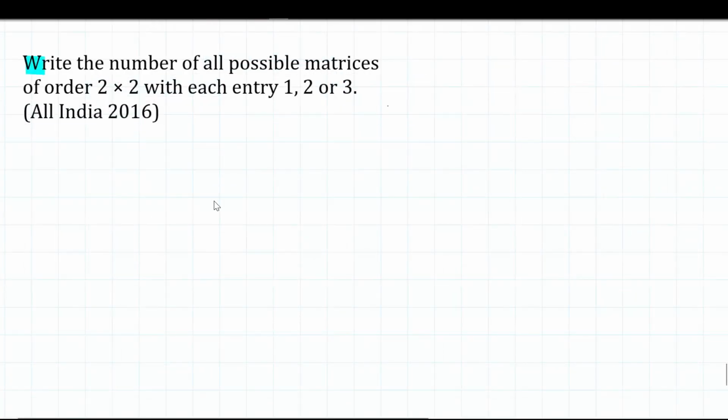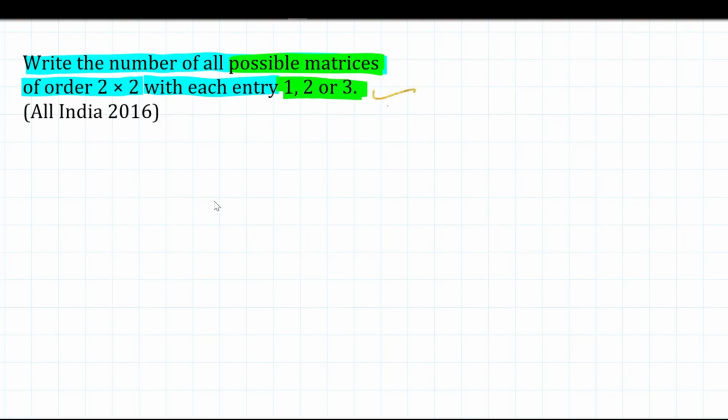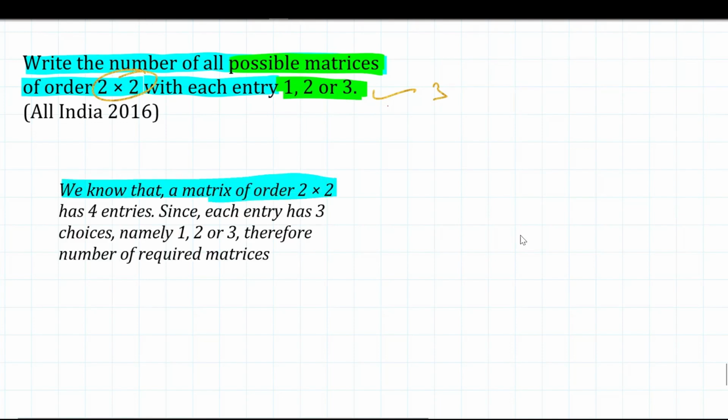So here in this question, we have to write the number of possible matrices we can frame of the order 2 cross 2 with each entry as 1, 2, or 3. So we have these 1, 2, 3, that is, we have 3 choices over here, and the order is 2 by 2. In this case, we'll be using this relation: we have a matrix of order 2 by 2 and it has 4 entries. Since each entry has 3 choices, that is 1, 2, 3, so the required number of matrices will be what?